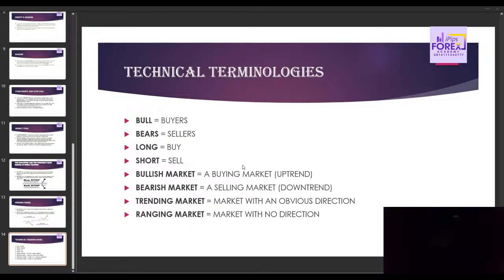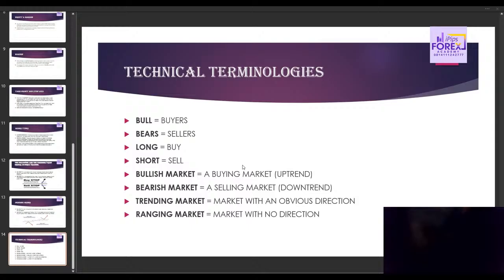Then we have long. When a trader tells you, oh, go and long BTC, go and long EURUSD, go and long USDJPY, it means buy it. If they say short, it means what? Sell it. So if they tell you, oh, the big banks are longing this pair right now, you just know that they are buying it. Do you get it?